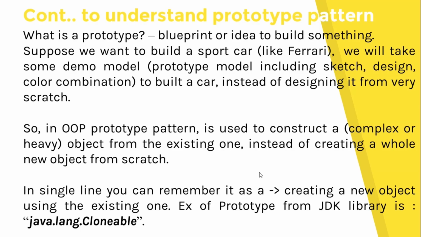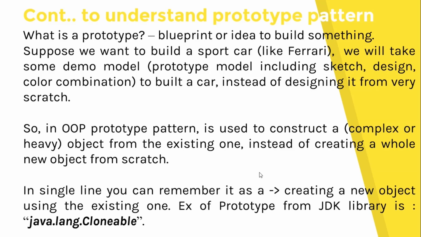Here we have taken the example of a sport car. We know that there are already many models, many cars available, which we know as sport cars. So what we do is take some ideas from them. We are not going to design or build everything from scratch. We are not going to design from zero level. We will definitely use the material already available in the market. For a car we will use a sketch, some design, some color combination to build our own car.